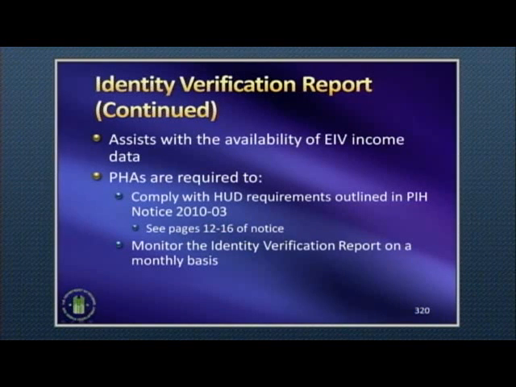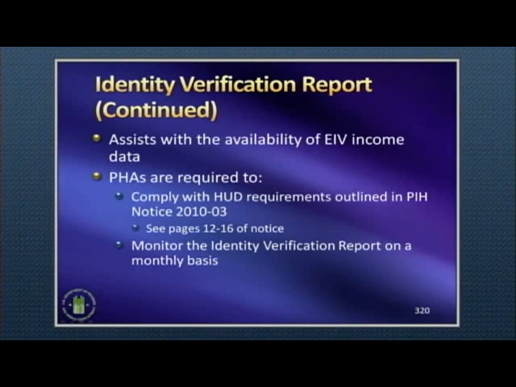You are to monitor your identity verification report on a monthly basis, and if applicable, require the family to provide updated information or official documentation from the Social Security Administration regarding disparities between information that's reported on the 50058 and the SSA database. For example, a birth certificate, state-issued identification card, or a letter from SSA showing that the information entered on your 50058 is in fact what's on record at the local SSA office.